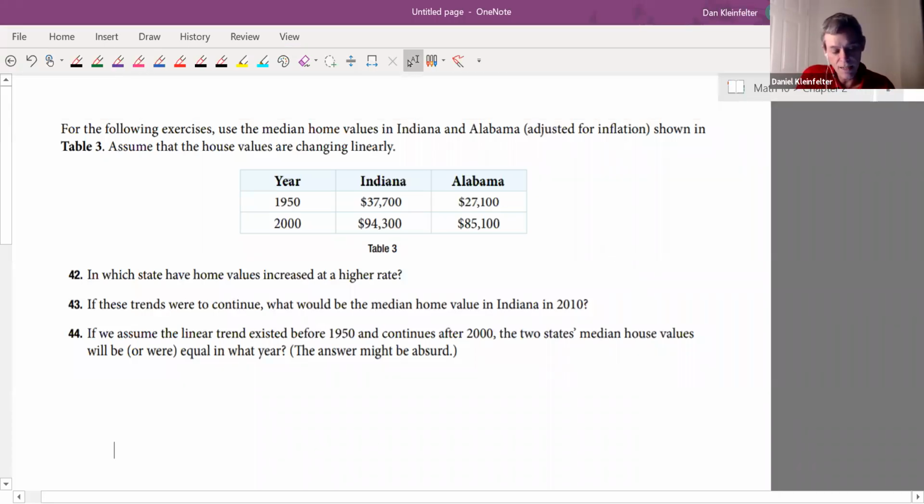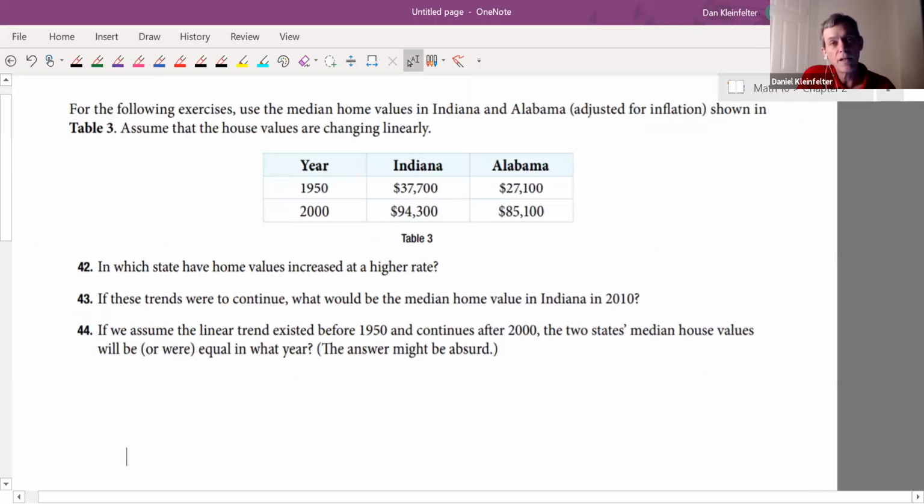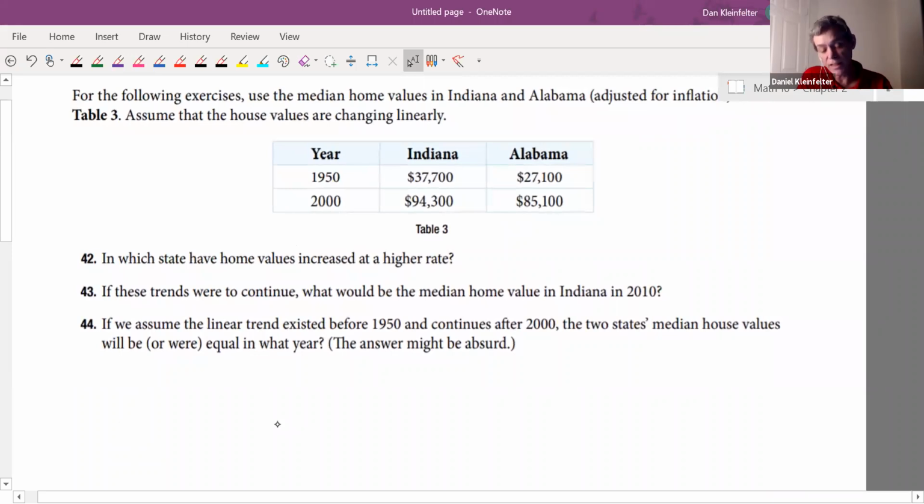All right, so in this next example, we're using median home values in Indiana and Alabama during 2 years, 1950 and 2000. So we have home values in Indiana and Alabama for those 2 times, and they have been adjusted for inflation. Assume that the house values are changing linearly. For the first question, 42, we want to know in which state home values have increased at a higher rate. It's a 50-year period for both, so it'll be sufficient to just subtract, right?